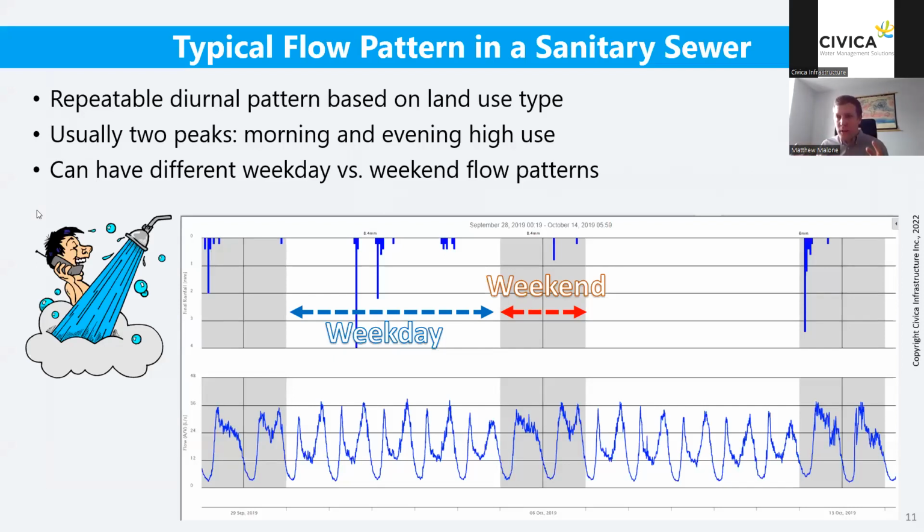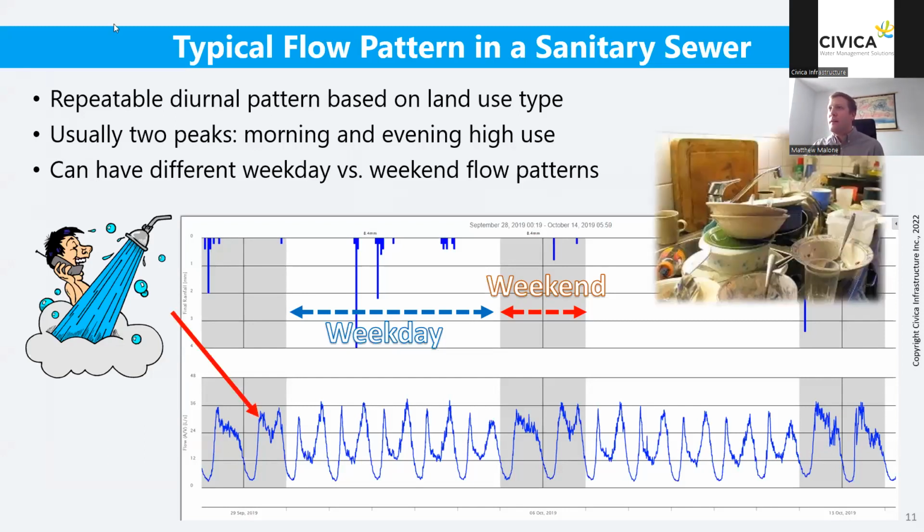So if we talk about those human impacts, again, on a collection system, when we're talking about flow, this is a typical flow pattern for a sanitary sewer system. This is a repeatable diurnal pattern based on, let's say, land use type. So this is kind of the expectation. Over the course of the day, you may have a peak around 7, 8 a.m. in the morning when everybody's getting up, going to use the shower, the facilities. So you get a spike in the morning.